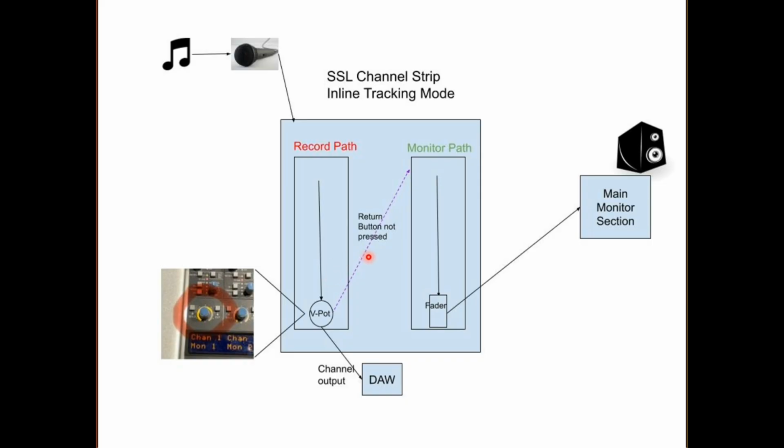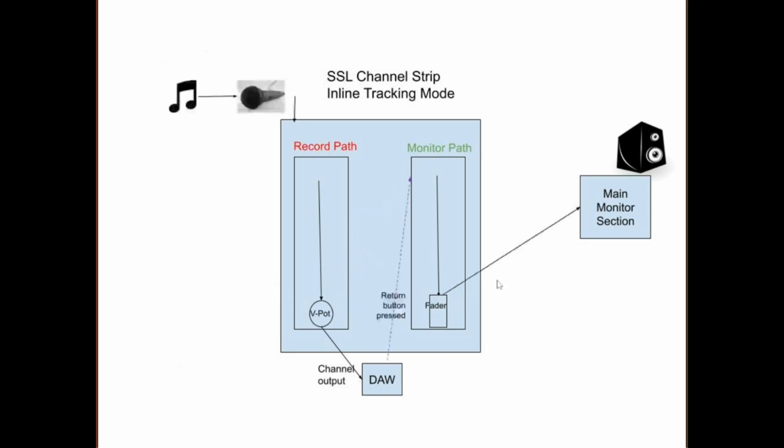When the return button is pressed, the input signal flows down the record path and out to the DAW only. Then the output from the DAW gets sent back in to the monitor path of the channel. And then, repeating what I said earlier, from there you just use the fader to adjust the level you want to send to your main monitor section.